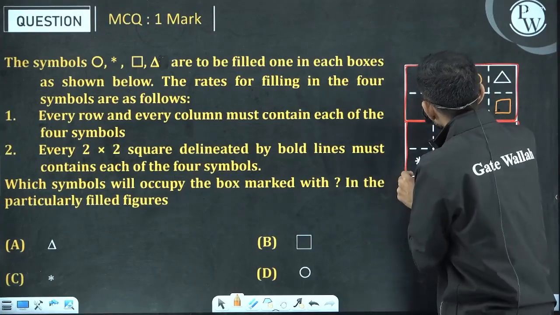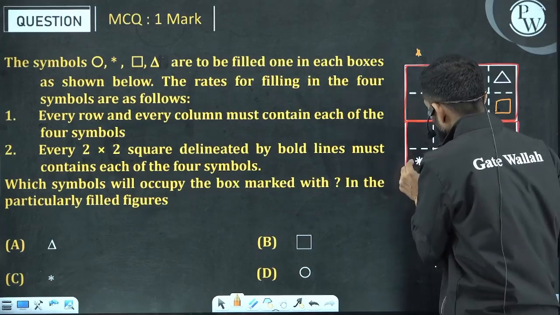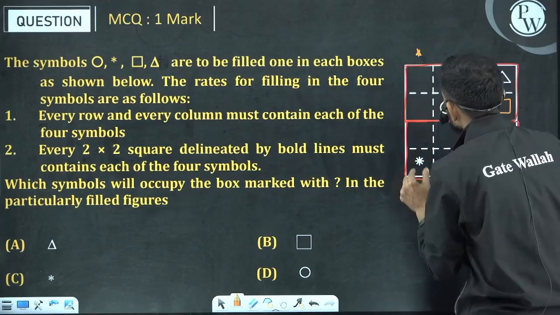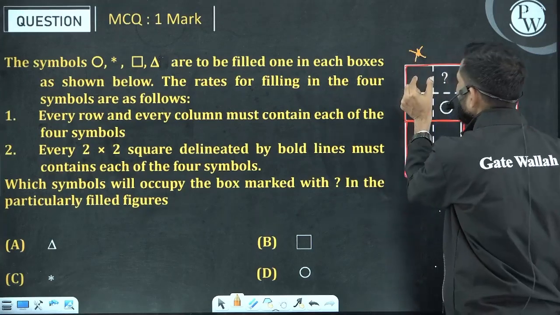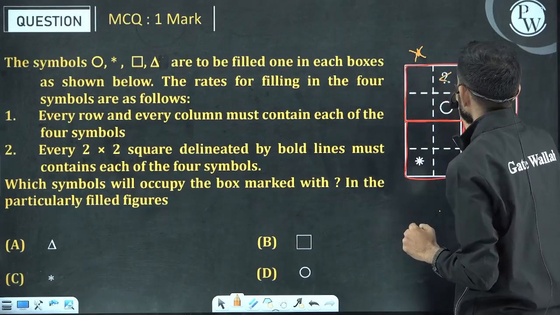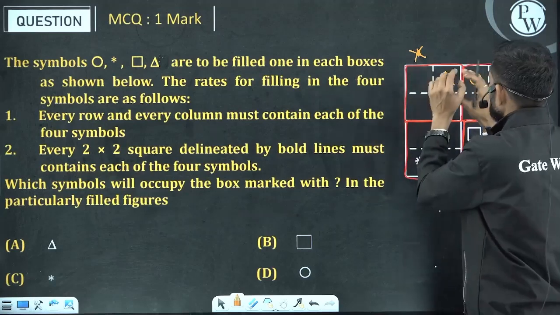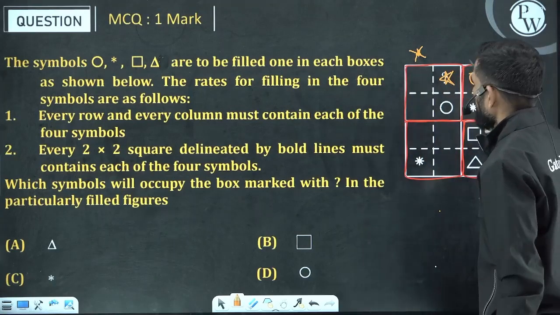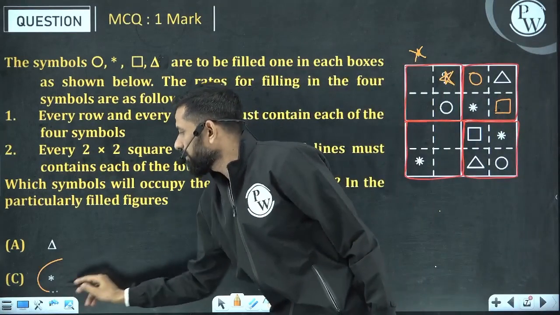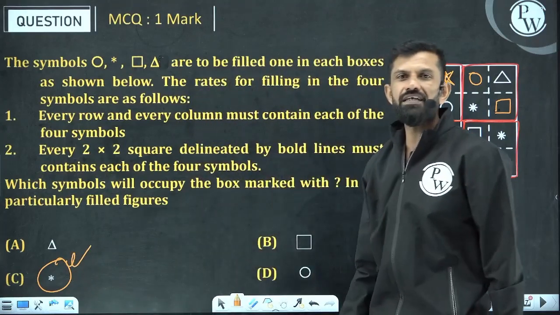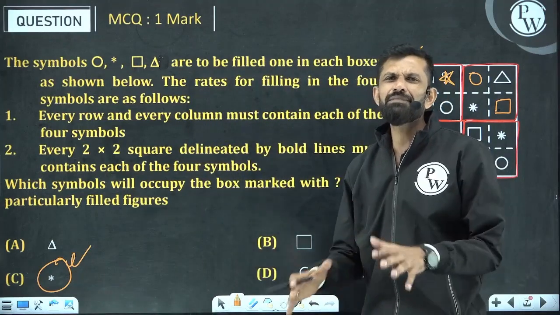So let us talk about star. If I keep star here in this line, already star is there, so star is not allowed in this box. So obviously leftover star will be here. If you want, you can keep the square here, but they are not asking to fill everything, just the question mark. So in the question mark, we should get the star, which is given in option C. As simple as that.